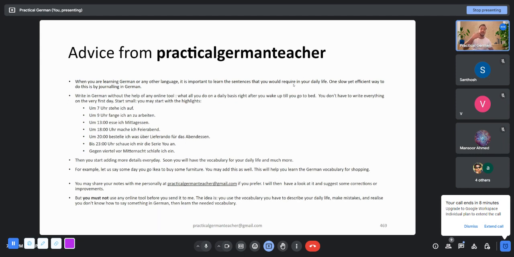And how do you learn the vocabulary that is relevant to your life? Of course, you can go and pay someone and they will create a PDF of vocabulary that is relevant to your professional life. But don't do that. You can create your own vocabulary. Now, you don't sit down and write down all the vocabulary. What you can do is write a diary for yourself.